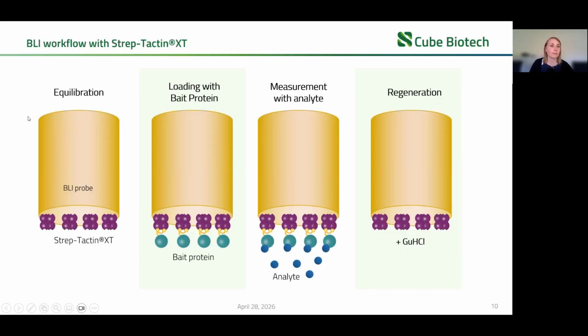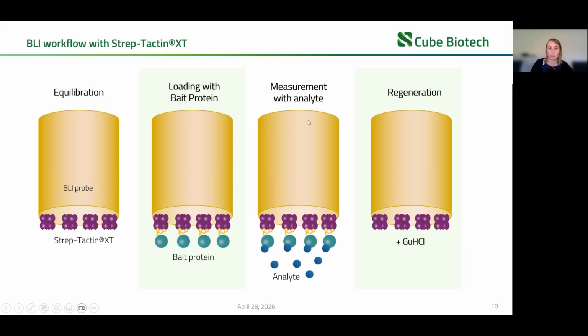And that is an example workflow if you use Strep-Tactin XT for BLI. So you have your Strep-Tactin XT probe, which you can purchase ready to use from Gator Bio, or we also offer kits that you can use to coat your own surface. You first equilibrate the probe, then you load your bait protein that should be fused to a Twin-Strep-tag.